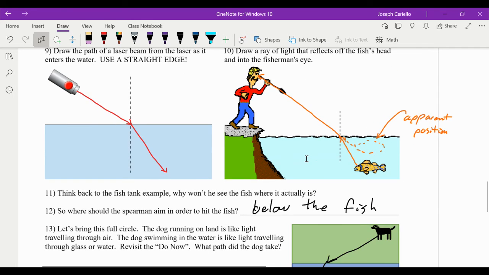We spoke a little bit about the apparent position of the fish, where it would be located. That's not tremendously important for you to be able to recreate, but realize that's why in the fish tank example we saw at the beginning of class, when you look at the corner of a fish tank, it looks like the fish is in two different spots. That's because the light reflecting off the fish changes direction as it goes through either side of the fish tank. That's why we see it as if it's in two different places. So the fisherman isn't seeing the fish where it's actually located. He's seeing it a little bit above there, at an apparent position.